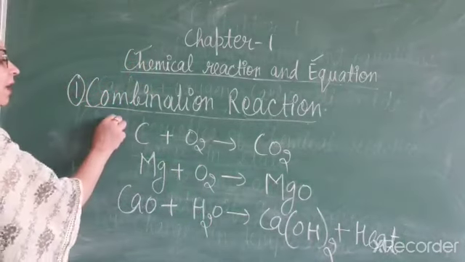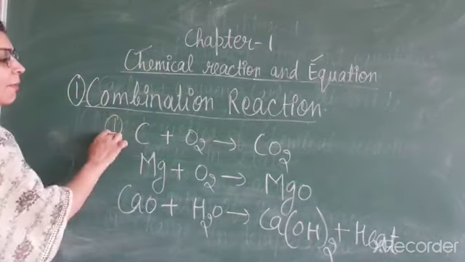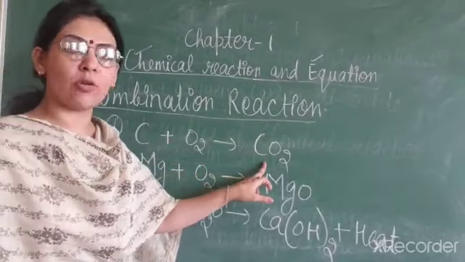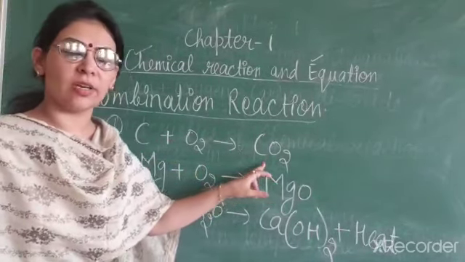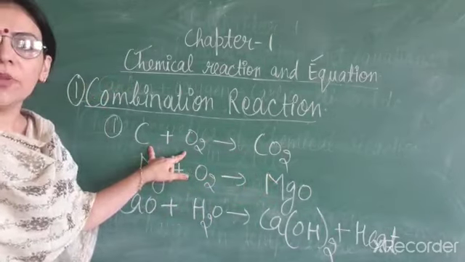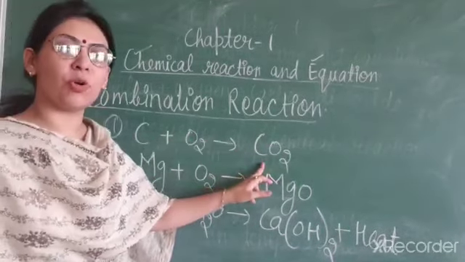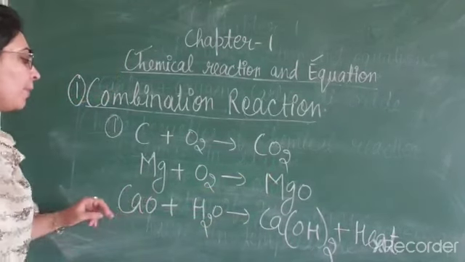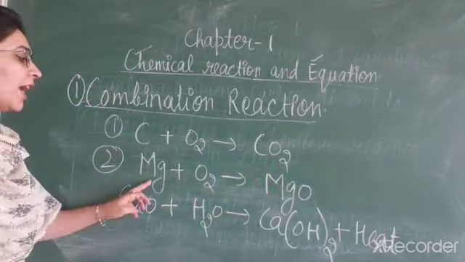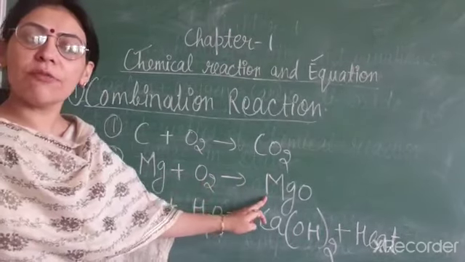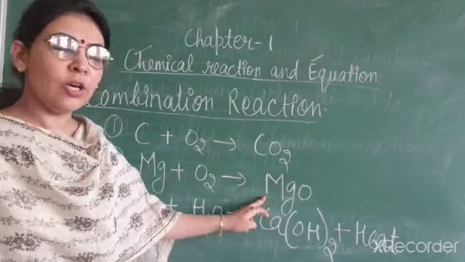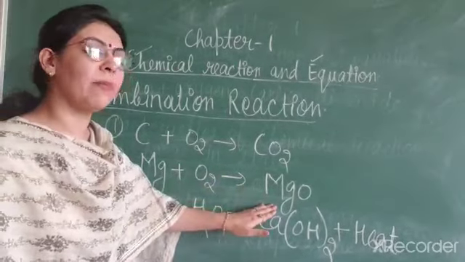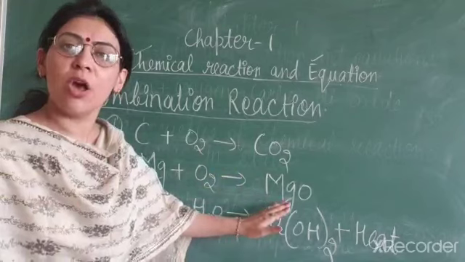For example, the first example: when carbon reacts with oxygen, it gives rise to the formation of carbon dioxide. This is a combination reaction. 2 substances react and give rise to one single product, that is carbon dioxide. Similarly, in the second example, magnesium reacts with oxygen and gives rise to the formation of magnesium oxide. Two substances combine and give rise to a new chemical substance, magnesium oxide.